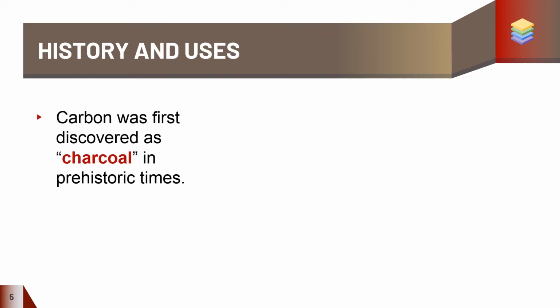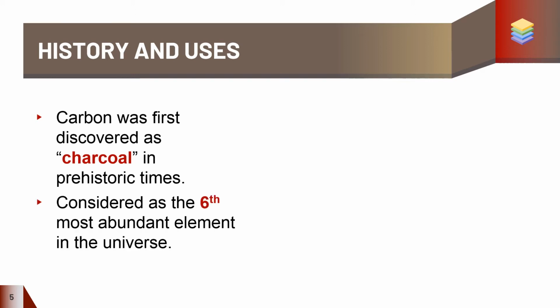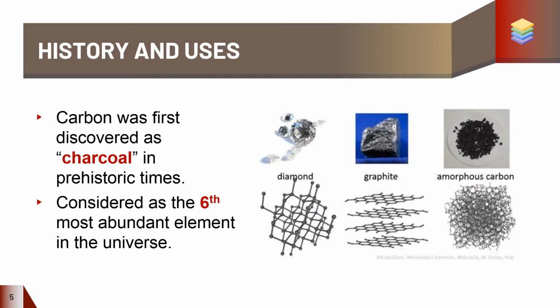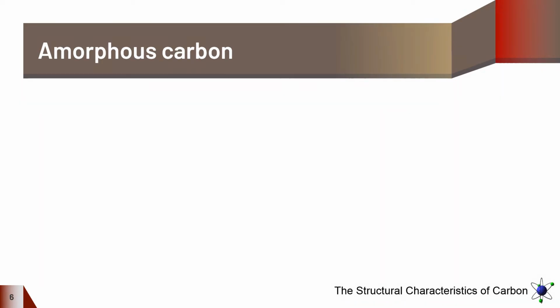Now let's talk about the history and uses of the element carbon. Carbon was first discovered as charcoal in prehistoric times. It is considered the sixth most abundant element in the universe. As you can see in the illustration, there are three naturally occurring allotropes of carbon, which are amorphous carbon, graphite, and diamond. These are the so-called allotropes of carbon. Let us talk about them one by one.